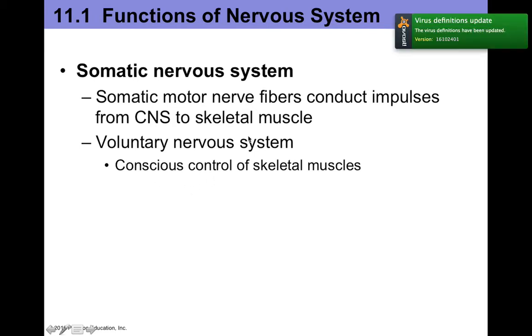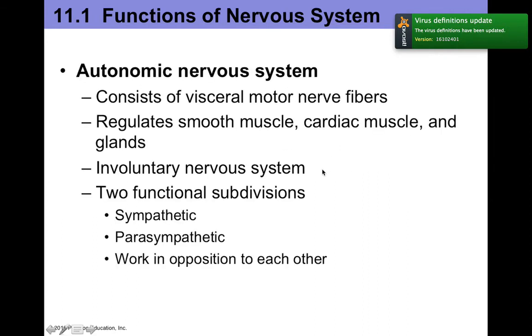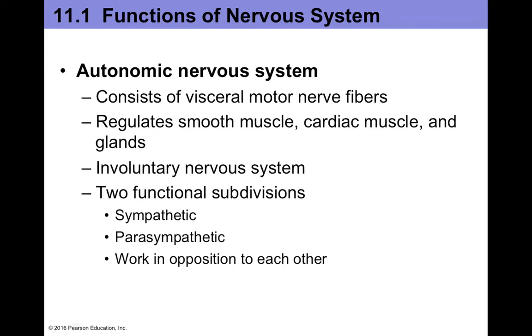Now, it's not that these nerves are particularly special, it's just that the somatic nervous system links up with a part of your brain that's under voluntary or conscious control, and so therefore it controls skeletal muscles with volition or consciousness. Now, the autonomic nervous system consists of visceral motor fibers, and it regulates things like smooth muscle, cardiac muscle, and glands. We think of this as being an involuntary portion of your nervous system because it links up with parts of the brain that are under involuntary or subconscious control.